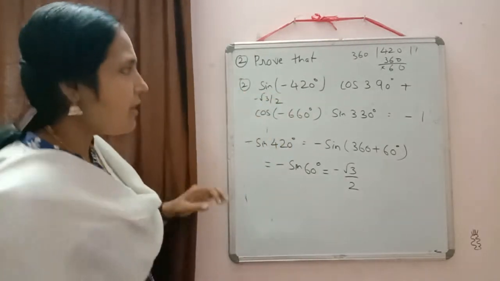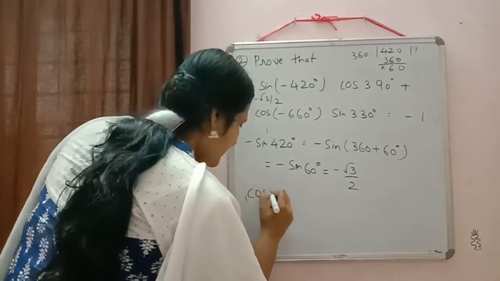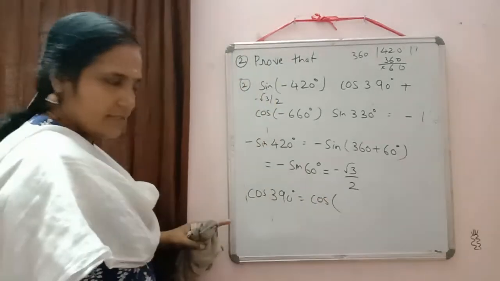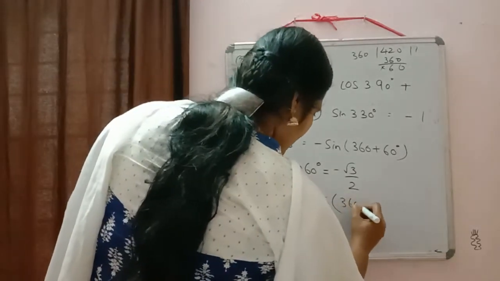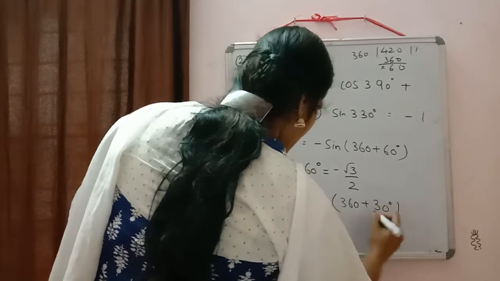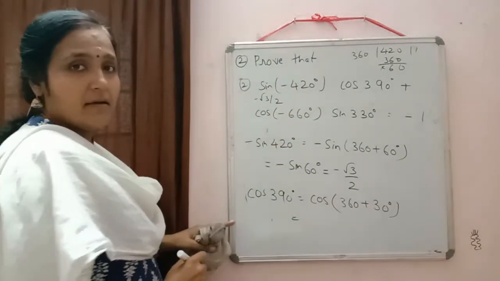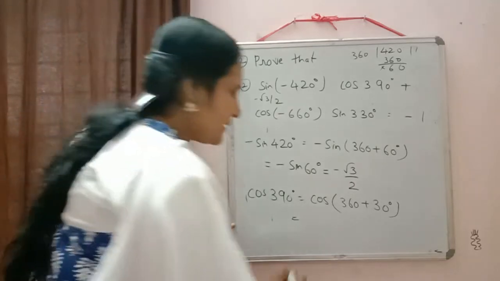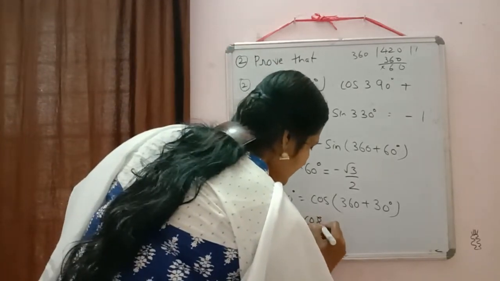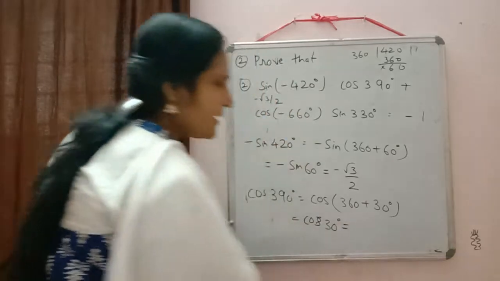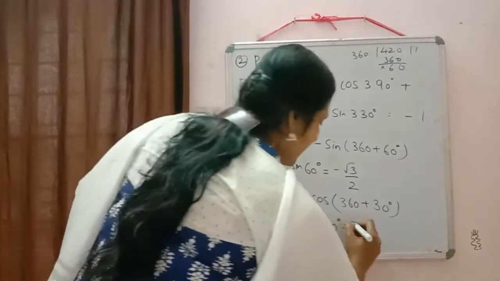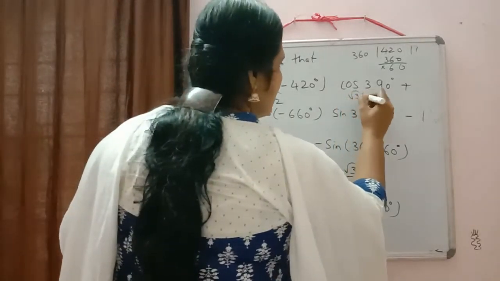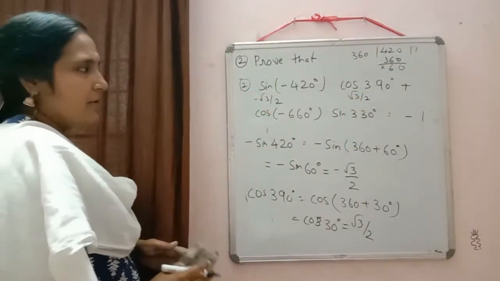Next we want cos 390 degree. How can we rewrite 390 degree? Cos 360 plus 30 degree. Which quadrant? First quadrant. In first quadrant cos is positive. So it will be equal to cos 30 degree, and cos 30 degree is root 3 by 2. So this value again we are getting here, it is equal to root 3 by 2.